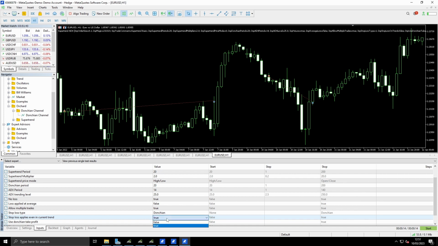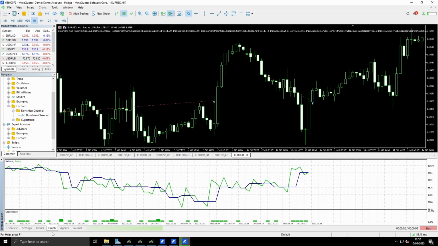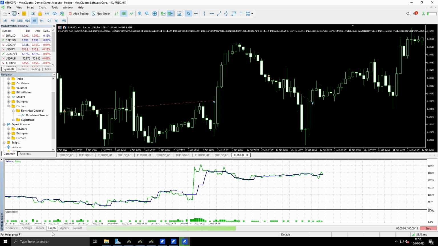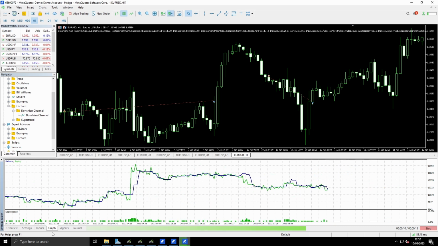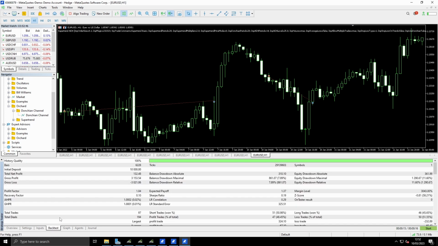But I'm going to set that to false. And now it will only close trades at that stop loss point if we're not in that current trend. So it'll only close buy trades if we're in the sell trend. Let's run that. And now it looks like for the first time, yes, we have a test that has resulted in a profit.